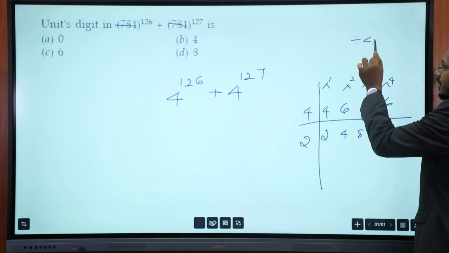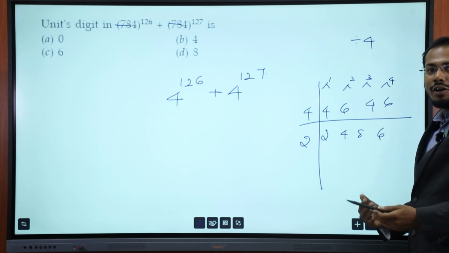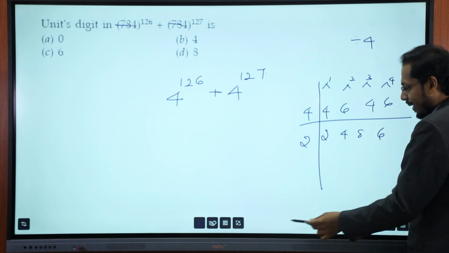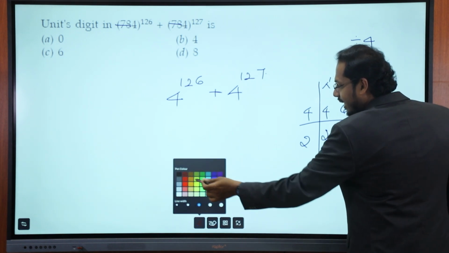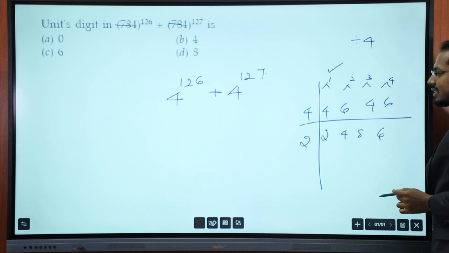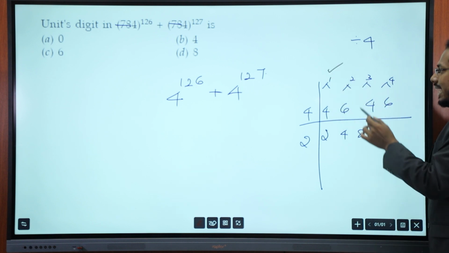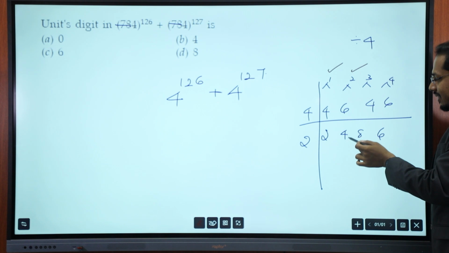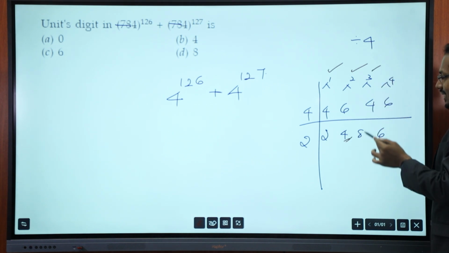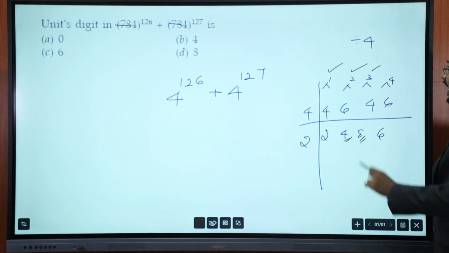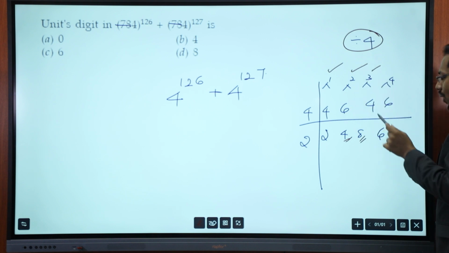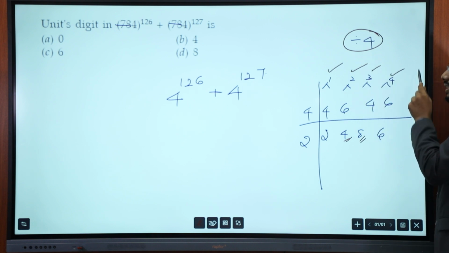If I divide a number by 4, and I get remainder 1, I will pick this value. Please listen carefully. If remainder 1 comes, I will pick this. If remainder 2 comes, I will pick this value. If remainder 3 comes, I will pick this value. But when I divide a number by 4, how can I get 4 as a remainder?